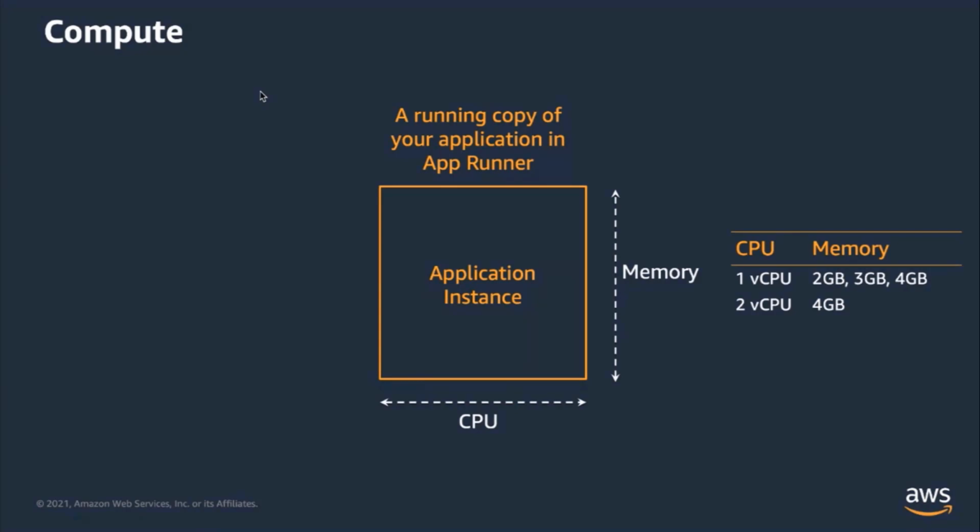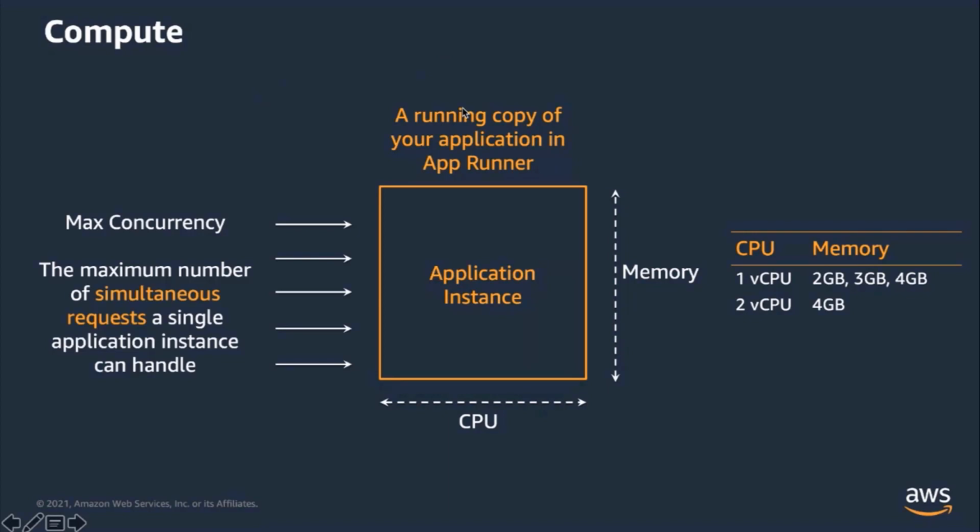And as you noticed, we had to pick a CPU and memory size for the application instance. You can pick from any of these valid combinations here to the right. And you also configured the max concurrency, which is basically the maximum number of simultaneous requests a single copy of your application can handle. So it's not requests per second, it's how many simultaneous parallel requests your application instance can handle.